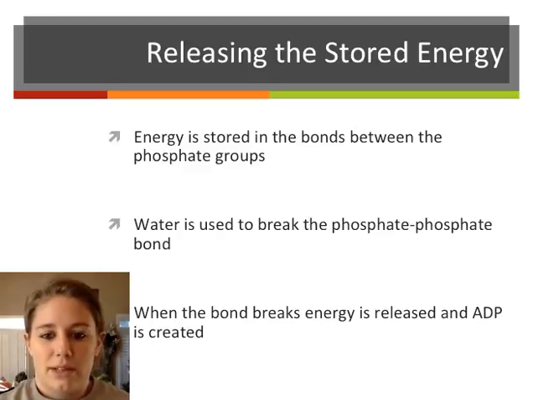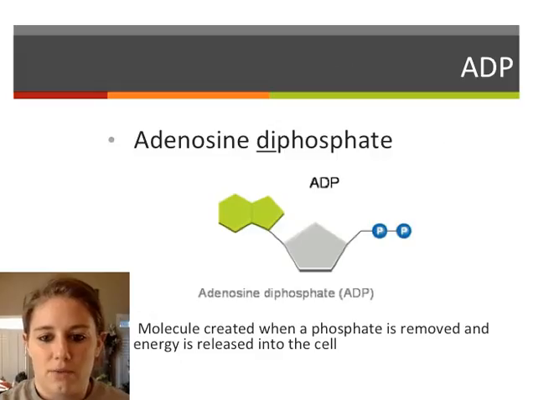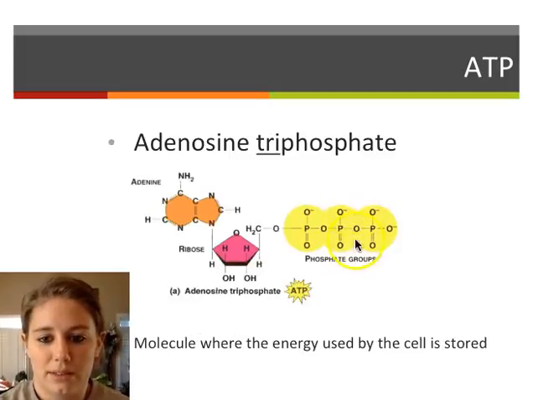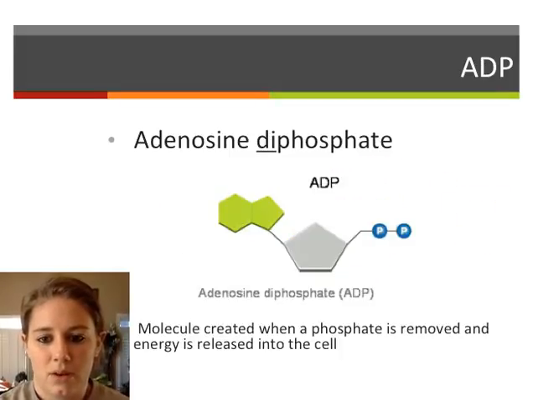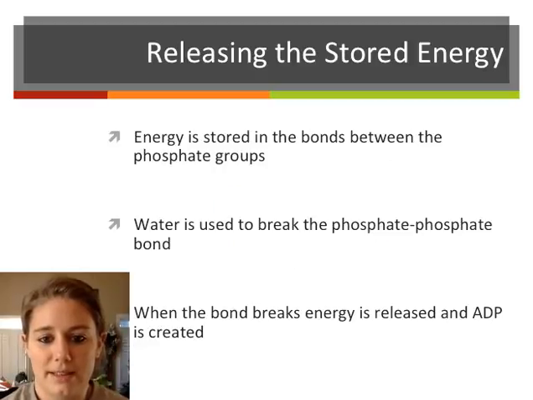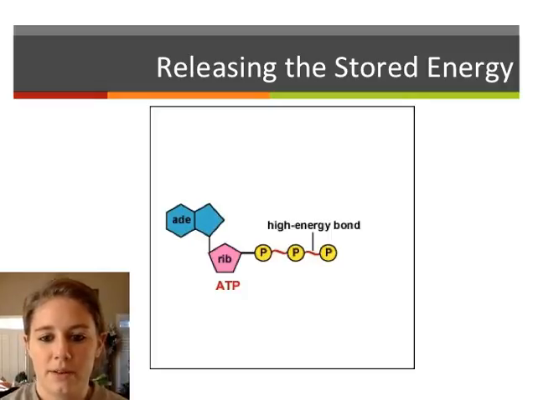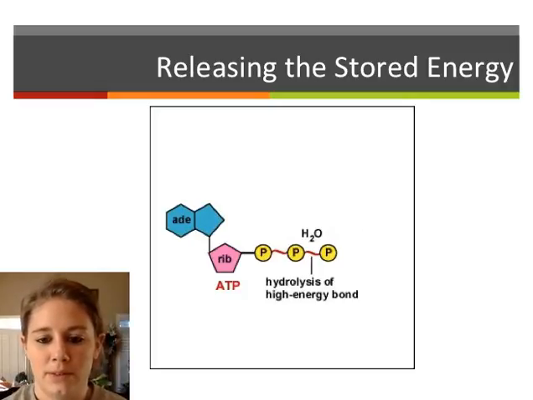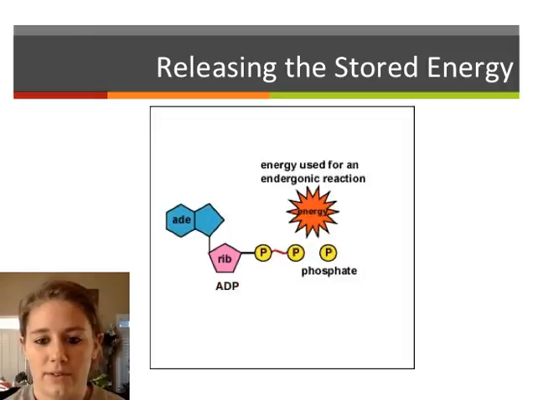Energy is stored in the bonds between the phosphate groups. So energy can be found between phosphate molecules here and here. Once the phosphate is released by water, the bond is broken and energy is released, and then ADP is created. Here's an animation that shows what's happening. Go ahead and watch.